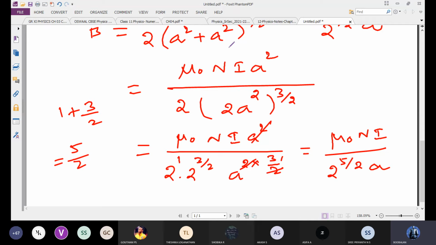Now it is clear? Hello. Yes, sir. A square plus a square means it is not a power 4. It is 2 into a square.